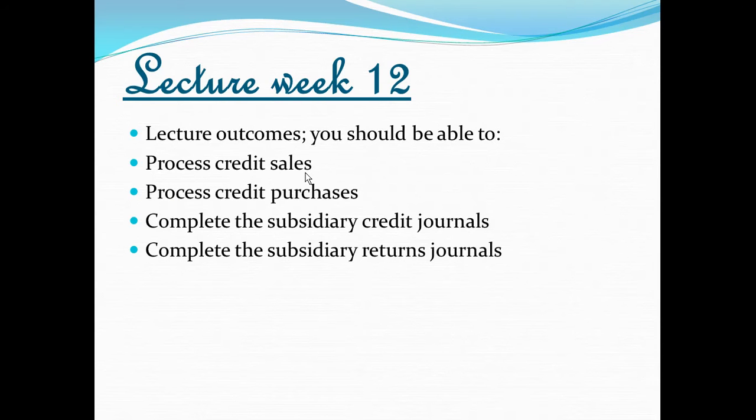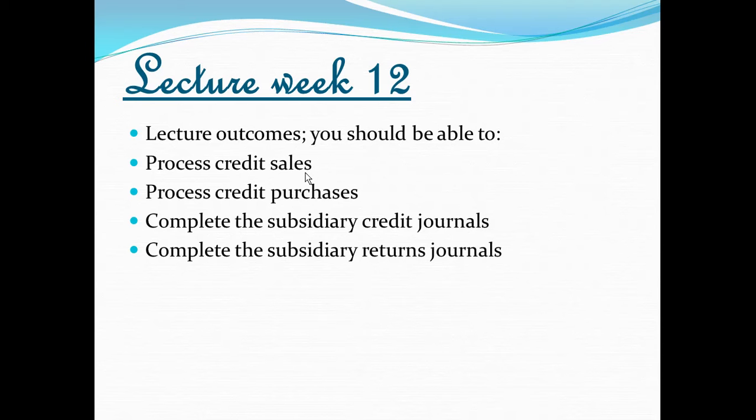Hi there. Okay, so this is the second part of the lecture week 12. It's still dealing with the analysis of subsidiary journals, but just a continuation from the CRJ and CPJ. So the outcomes are you must be able to process credit sales and purchases, and you must be able to complete the credit journals and the returns journals.